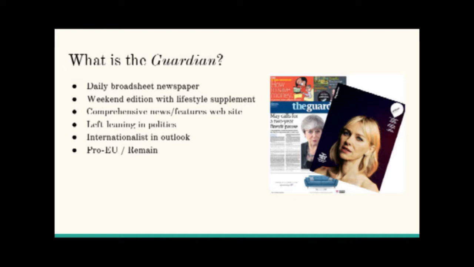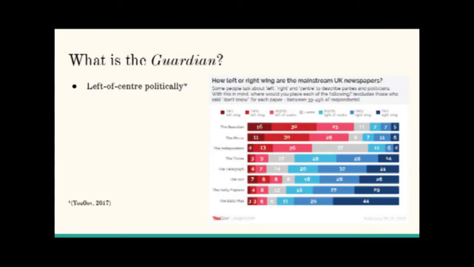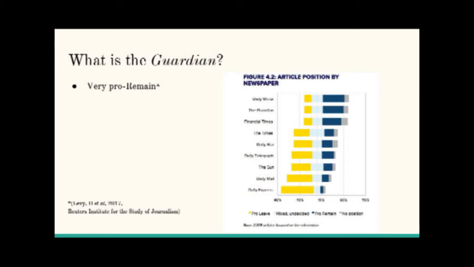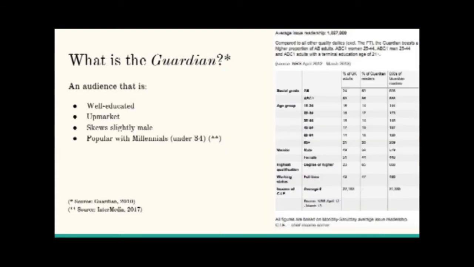It's a comprehensive news and features website. It's left-leaning, internationalist in outlook and pro-EU/Remain. That's not important, but it is relevant. So it's left of centre, clearly. It's the most left of centre perceived newspaper, according to YouGov research, and the second most pro-Remain newspaper. Its audience is well-educated, upmarket, slightly male, although not as male as most media outlets, and popular with millennials. Now, did I mention that games is driven by millennial users and millennial players? It is, which means The Guardian's millennial demographic is a good fit for that.